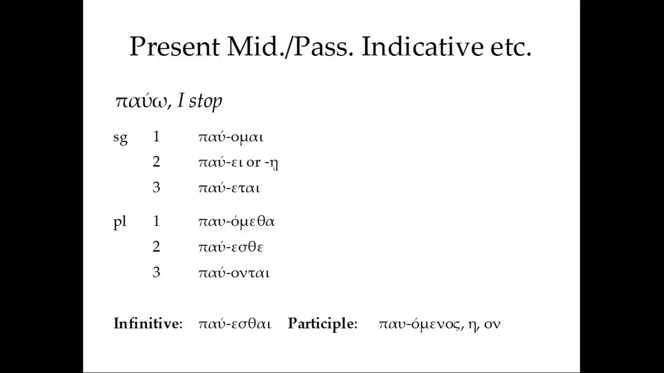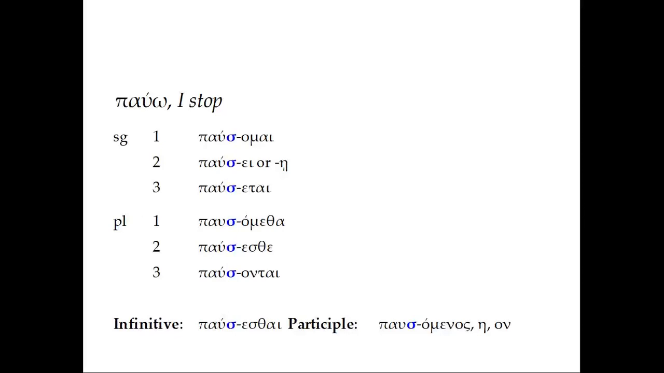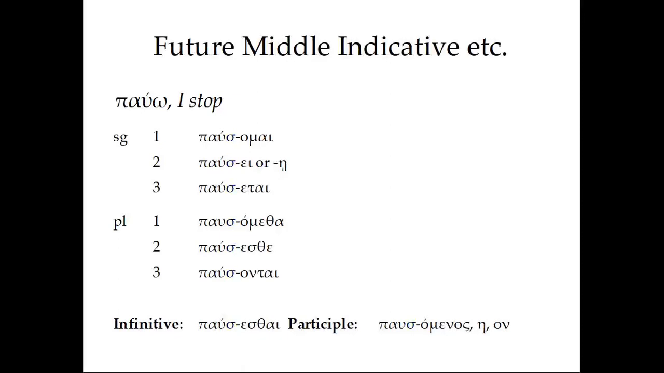We're going to form the future middle. And how do we do that? Well, we just insert the sigma, as we've seen in the active voice as well. We just create the future stem, really, by adding the sigma to that present stem, pau. And all the endings are exactly the same. It's actually very easy to form the future in most cases. And this means something like I shall stop myself. Not I shall be stopped. This is not passive, because the future tense is one of the tenses in which the middle voice is actually formed differently than the passive voice. This is unambiguously middle. I shall stop myself. You will stop yourself. He, she, or it will stop itself.